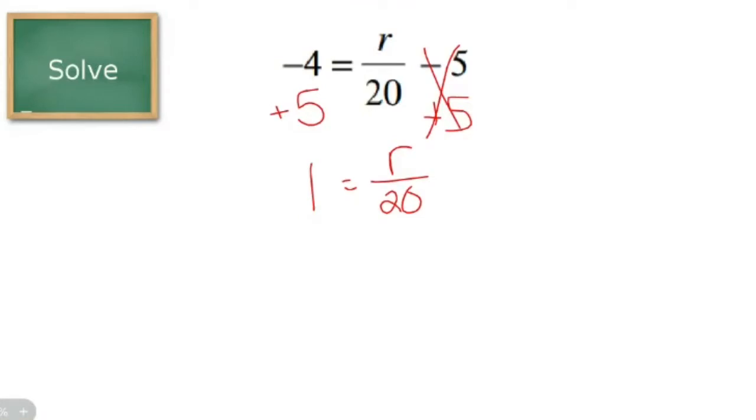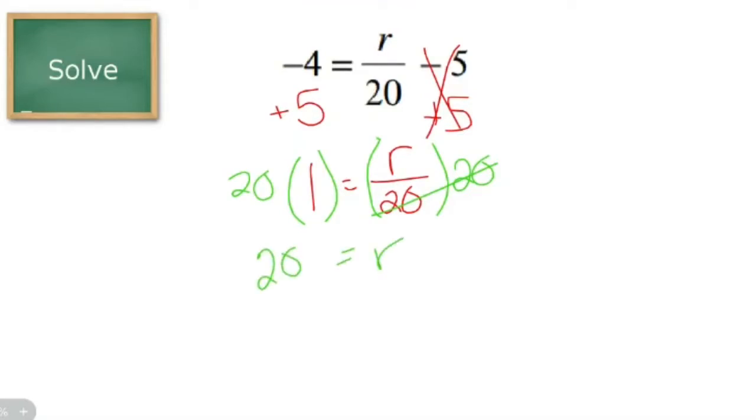R divided by 20. Let me see. What do I do? I get rid of 20 by multiplying both sides by 20, just like the last problem. Multiply by 20, multiply by 20. 20 times 1 is 20. 20 equals R, but I hate the way that looks. R equals 20.